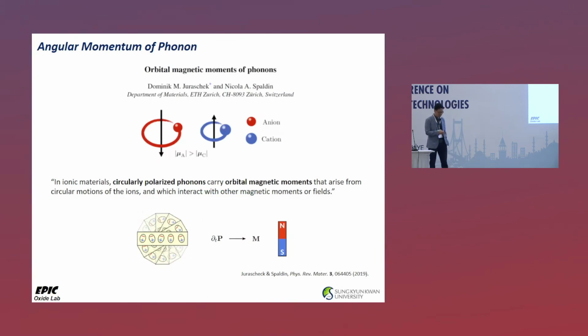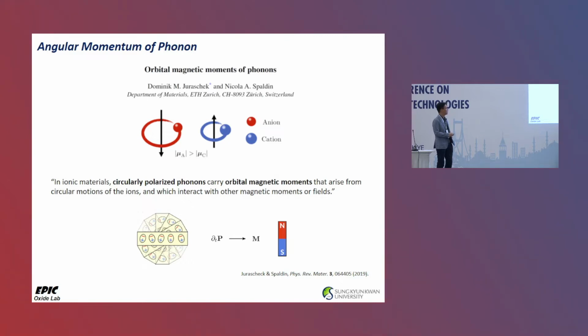More recently, Spalding proposed the orbital magnetic moments of phonons. I hope this is also not very difficult. If you assume an ionic motion, this is for ionic crystals.